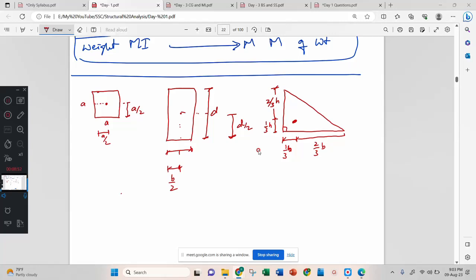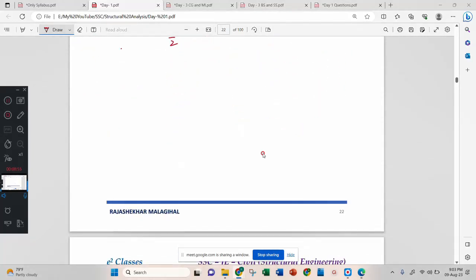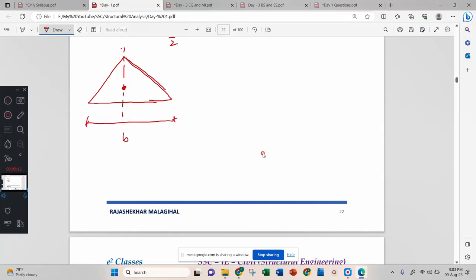This is one type of triangle. Another type of triangle is the symmetric triangle. Symmetric triangle means this is symmetric about this axis. Then you will have the CG on the symmetric axis. If this is your base, then this is B by 2, this is B by 2. Then the height, if the total is H, then this height is H by 3, that is 1/3 of H, and this one is 2/3 of H.